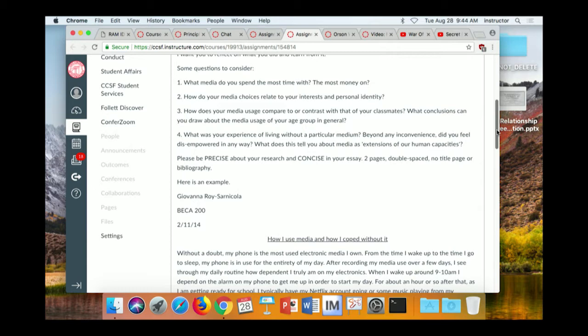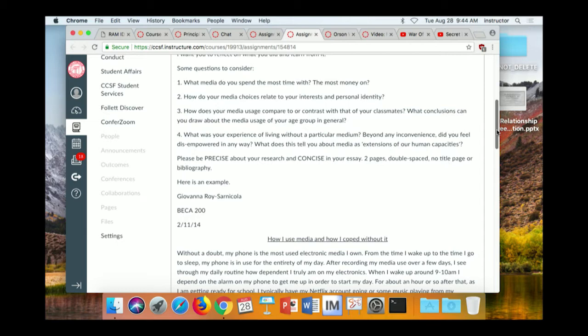How does your media usage compare or contrast with that of your classmates? So thinking about what other people do, like, I don't ever look at social media. That's a big point of comparison, so maybe you can make that. What conclusions can you draw about the media usage of your age group? So you might say, I actually don't have a TV at home and I spent 0 hours this week watching TV. That's probably a little out of the ordinary for people of my age group, but very out of the ordinary for older people that spend a lot of time on TV, for instance.